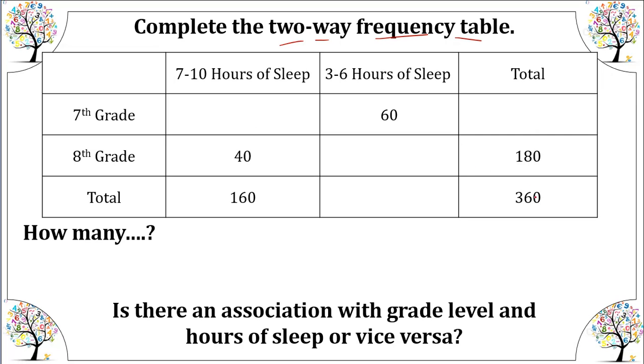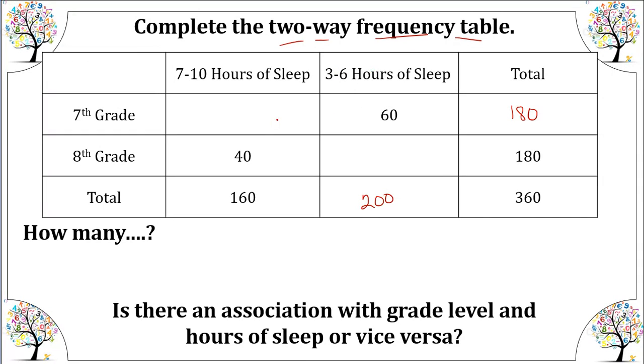And we can see this table is incomplete. So we can see that we had 360 folks surveyed in all. We can see that we surveyed 180 8th graders, and we can get the 7th grade total by subtracting 180 from 360. So we also surveyed 180 7th graders. Now, how many folks that we surveyed sleep between 3 and 6 hours? Well, we just subtract 160 from our total surveyed, and we can see 200 students that we surveyed get between 3 and 6 hours of sleep each night.